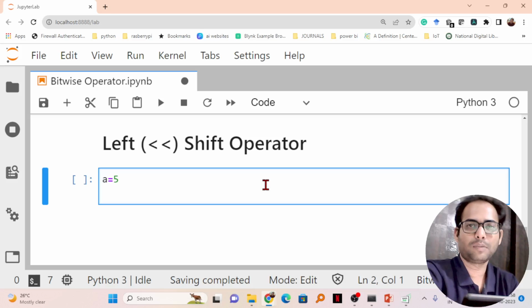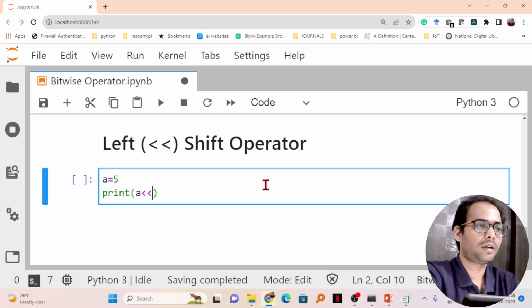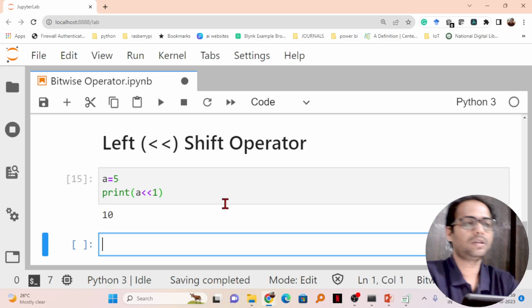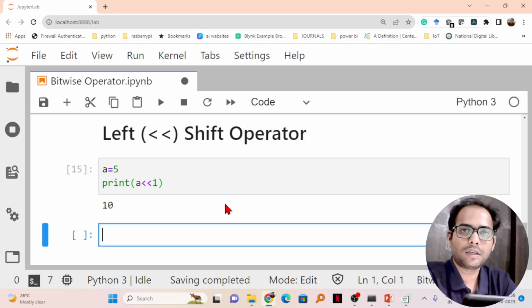With the example we will try to explain. Let me print. The symbol less than or equals is used two times to write the left shift operator. So what will happen? I'll write A, and with a double left shift symbol I'll write 1 and then print it. What is the answer coming here? The answer is coming as 1 here. Now let us understand why the answer is becoming 1 here.